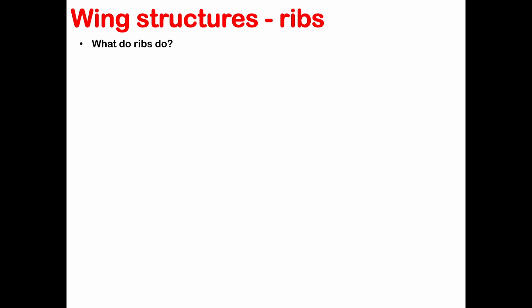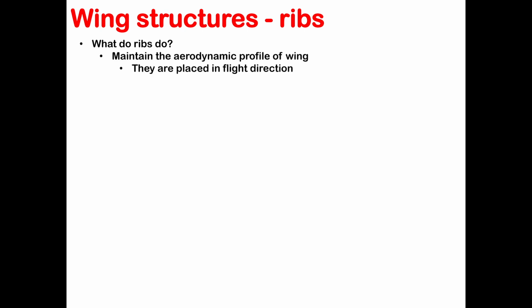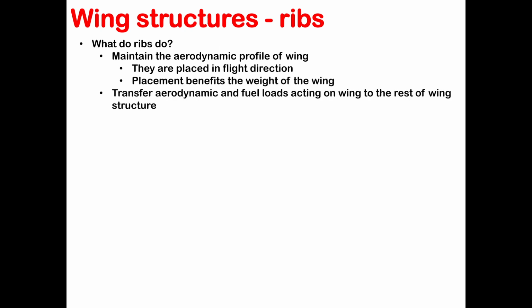But the question is, what do ribs do in a wing? Ribs maintain the aerodynamic profile of the wing. They are placed in the flight direction. The placement benefits the weight of the wing, which means that you can essentially have a lower weight wing by this type of placement. They are responsible for transferring the aerodynamic and fuel loads acting on a wing to the rest of the wing. So what does it mean?